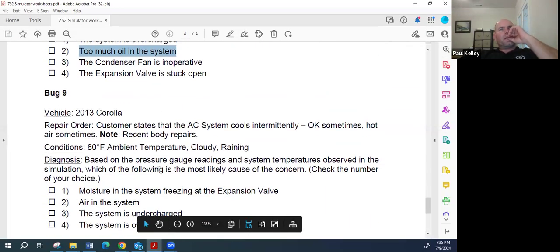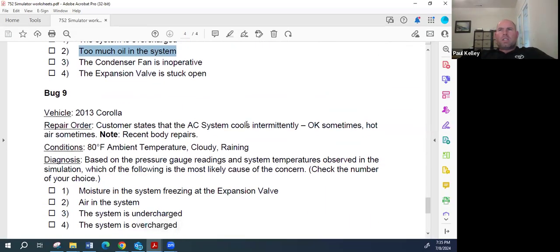So the answer on that one: too much oil in the system. Let's go with 9. 2013 Corolla, customer states AC cools intermittently. It's okay, but sometimes it's hot. Intermittent, hot, cold, kind of depends. And by the way, I wrecked it and then it was at the body shop for a month.